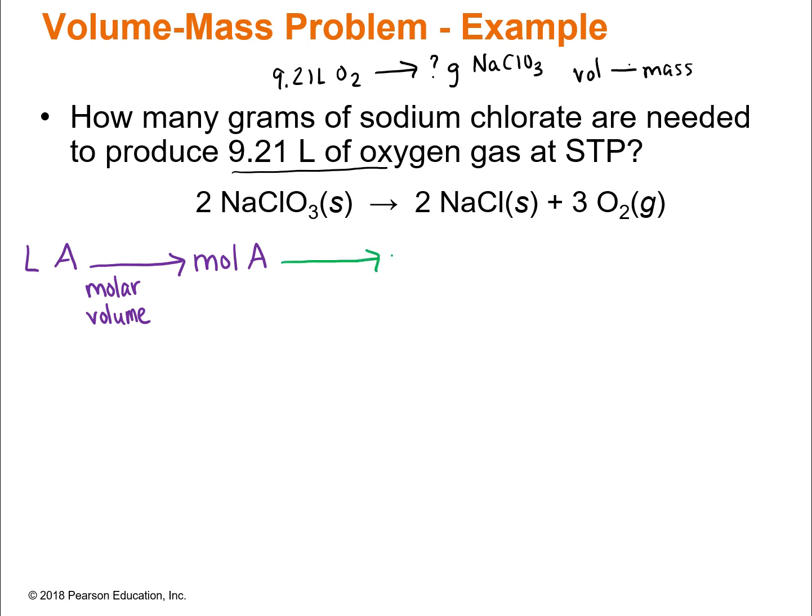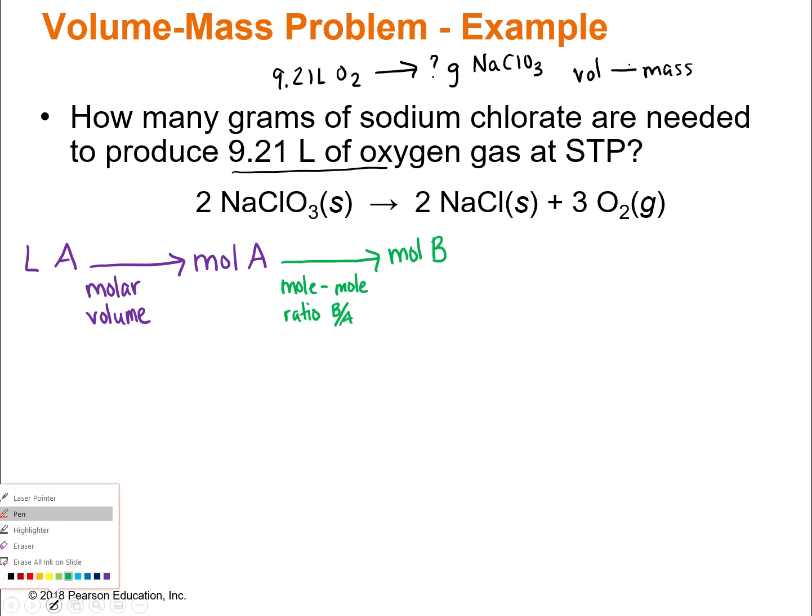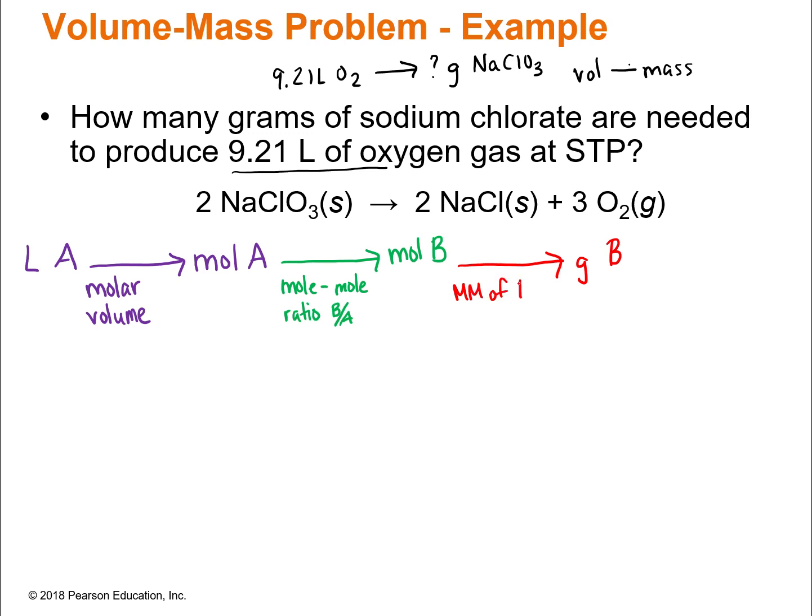The centerpiece is always going to be that mole-mole ratio, because that's how we can convert from one substance to another in a chemical reaction. Then you can convert to grams using the molar mass. In this case, what we're given is liters of oxygen gas. So oxygen is going to be A. We're trying to figure out the grams of sodium chlorate. So sodium chlorate will be B.